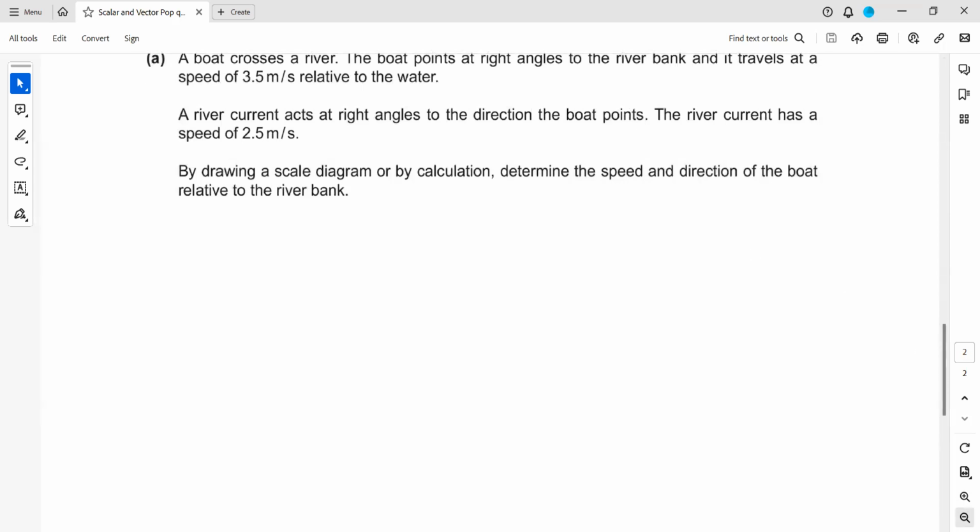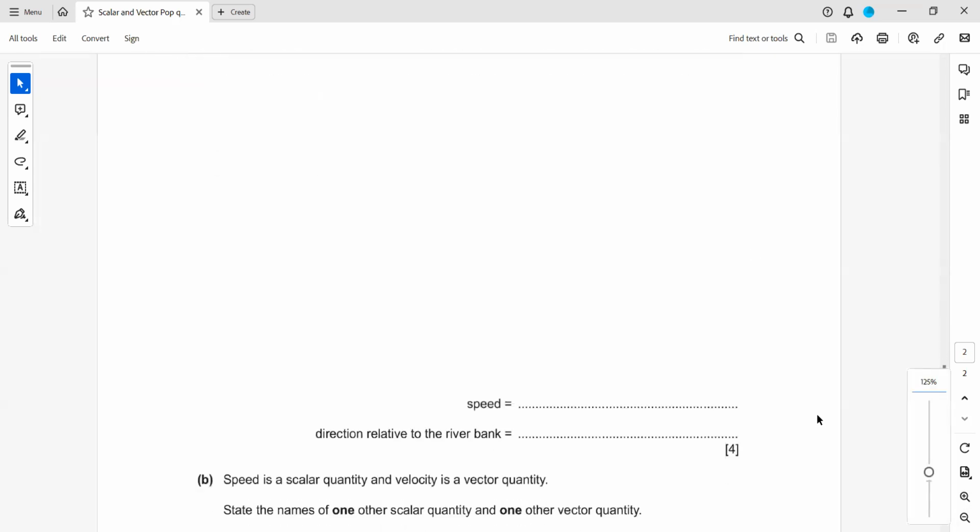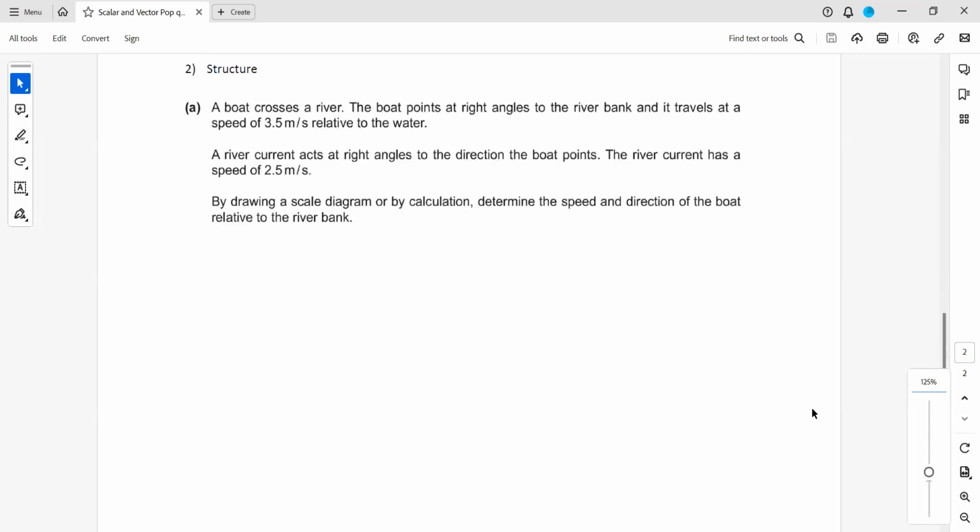Speed means here we need a magnitude, and direction means we need the angle. How can this question be solved? You can solve this question in two ways. You can use a calculation, or you can use a scale diagram. So I will solve it both ways.